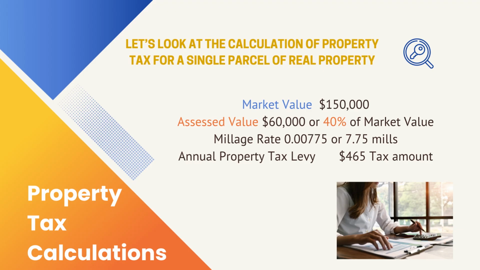Now, let's look at the calculation of property tax for a single parcel of real property. If the market value of that single parcel of real property is $150,000, that makes the assessed value $60,000 or 40% of market value. With a mill rate of 7.75 mills or 0.00775, that puts the annual property tax levy for that single parcel of real property at $465.